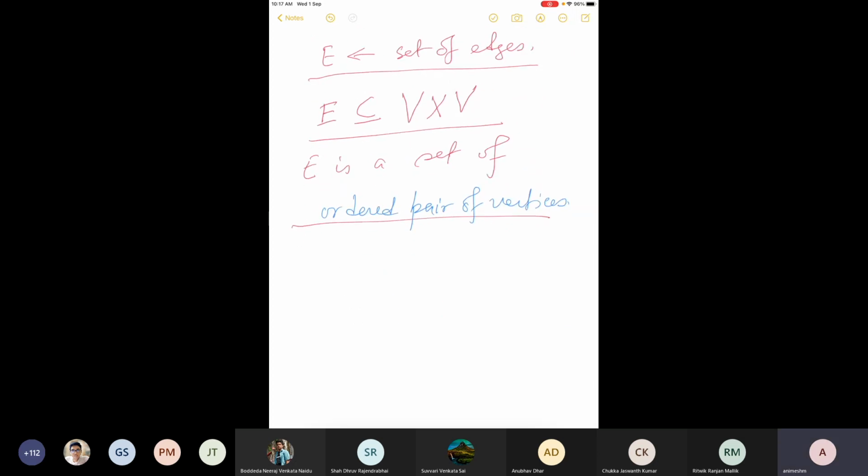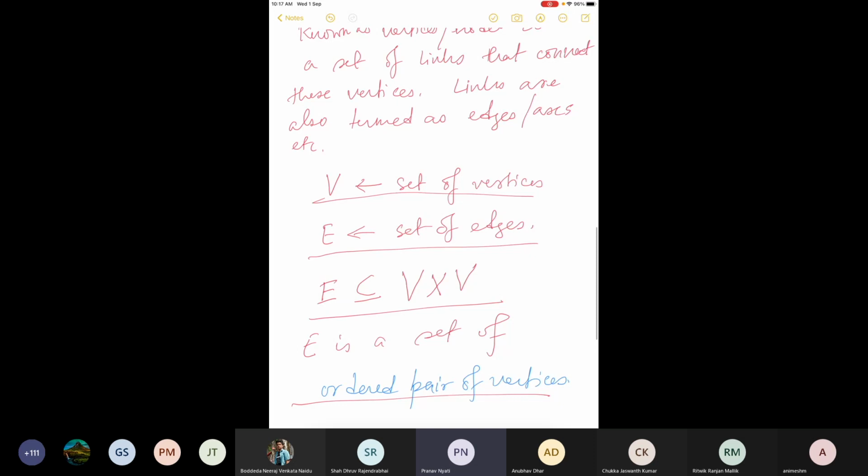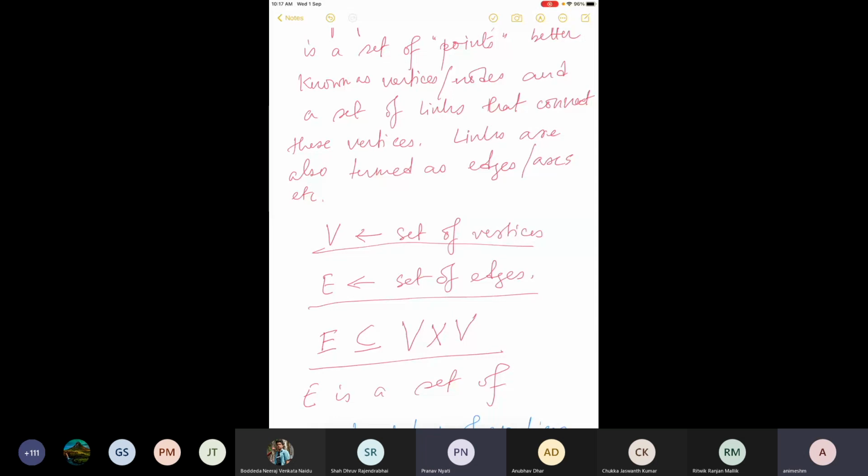Can you please scroll it up once? Yes, sir. Sir, in the definition, what have you written after edges? Links are also termed as arcs. Arcs, okay, arc. Okay, sir.